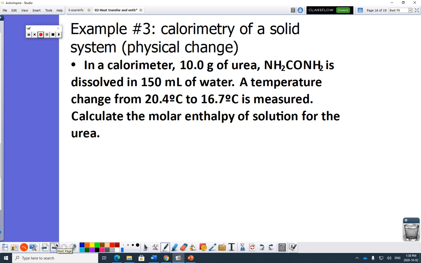Okay, so like I said, as soon as you see "in a calorimeter," then your brain should think delta H system equals negative Q surroundings. The other types of questions we are going to do are going to look very different, okay?